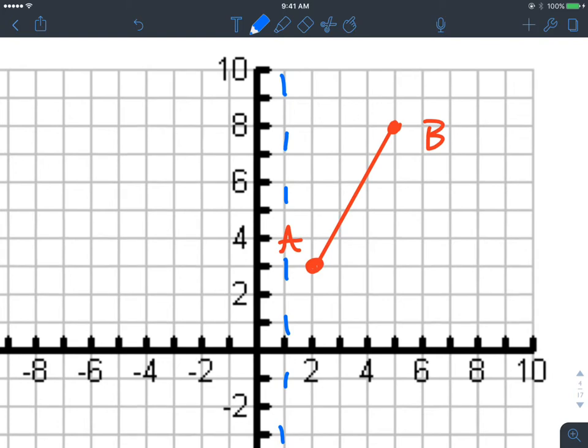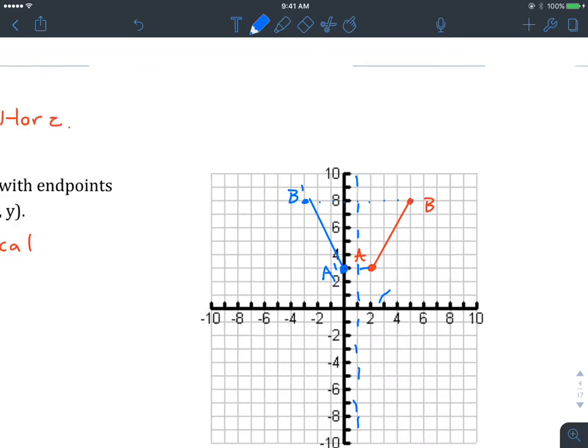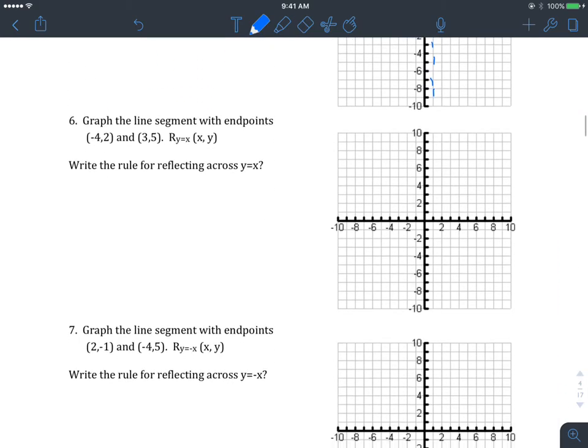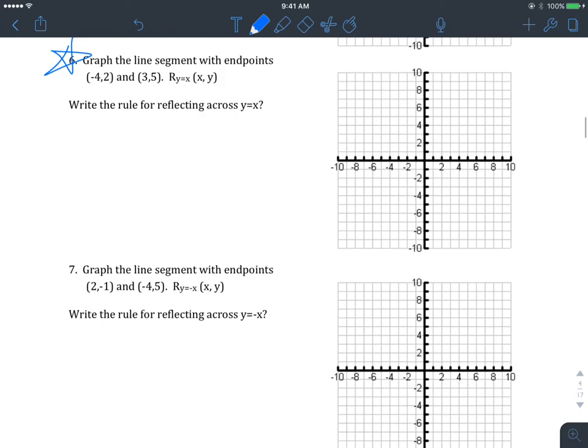So this is where you got to be careful. We're asking ourselves, how far away are we from that line right there? So right over here, A is 1 unit away from that line, so you're going to go 1 more unit away. So A prime will be down there. And then B prime, I'm counting 1, 2, 3, 4 units away. So go from the line, 1, 2, 3, 4. And then there's B prime. There you go.